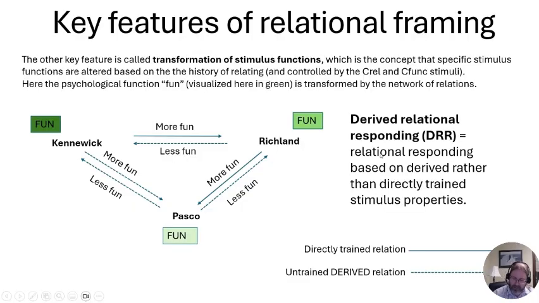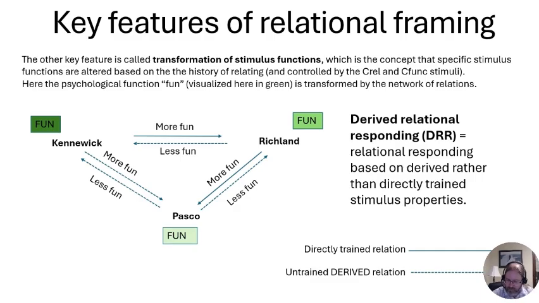Okay. And then the other key feature of relational frames is called the transformation of stimulus functions, right? And this is the idea that not only are there going to be these kind of links between these stimuli, but that we are going to see transformations in some of the psychological functions based on the history of relating. And those are going to be controlled by those C-REL and C-func stimuli that we saw before. So in this case, we've been talking about a particular psychological function, fun. I'm kind of demonstrating that on the image here by putting it in green, right?